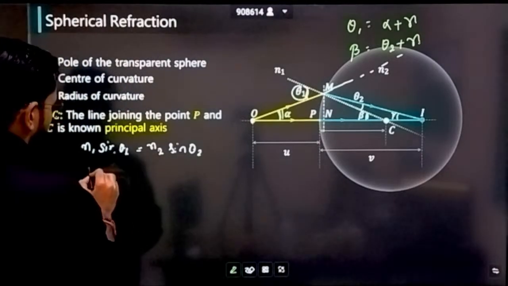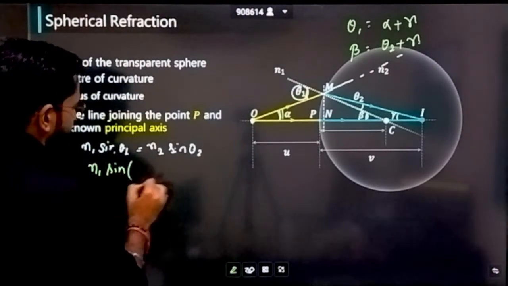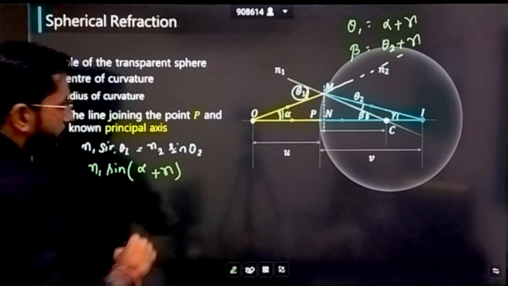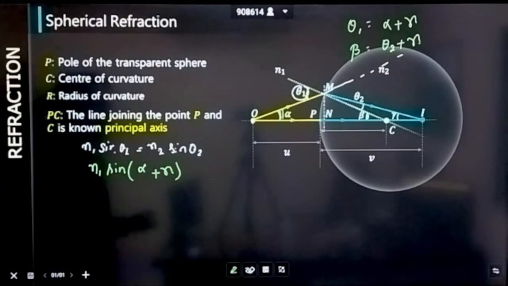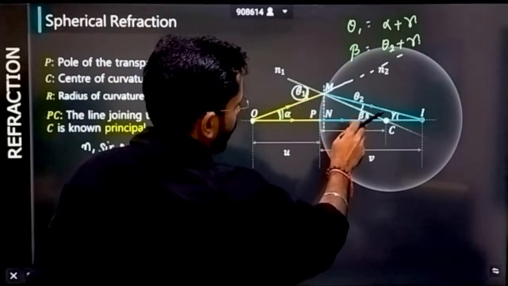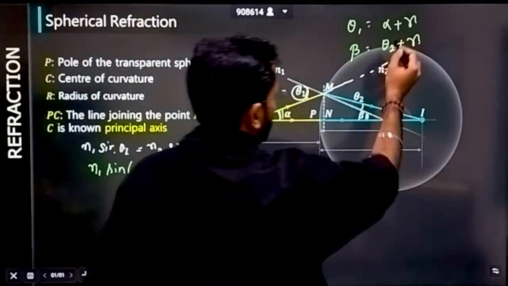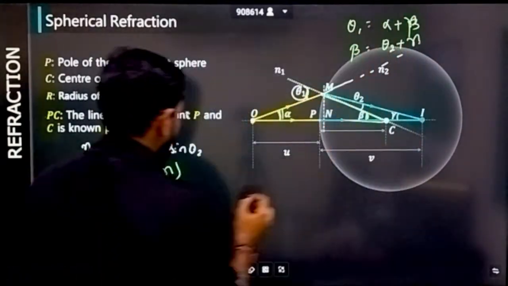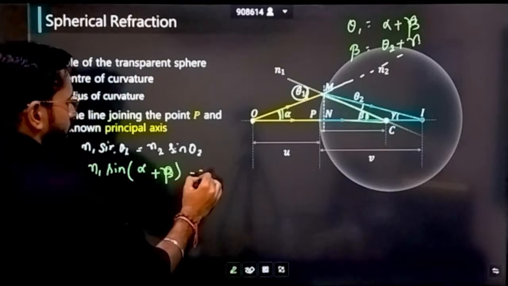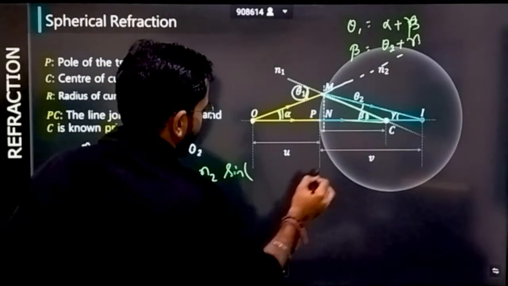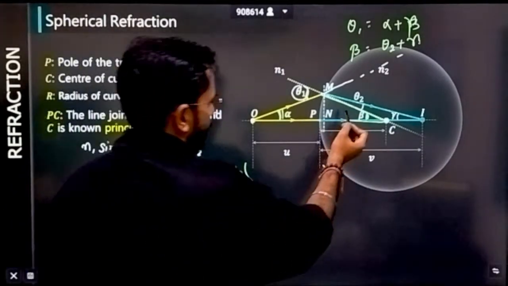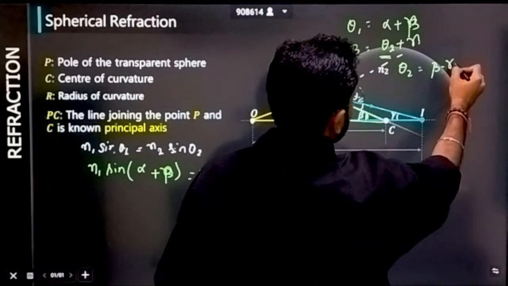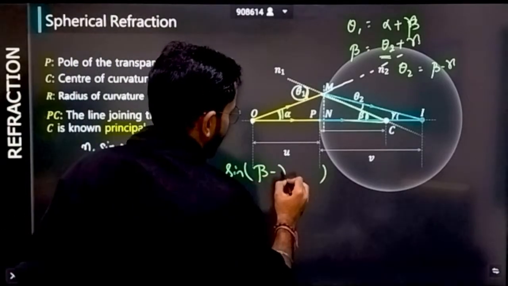See, n1 sine theta 1. Theta 1 is how much, students? Theta 1 I can write as alpha plus gamma. Oh, sorry, alpha plus beta now. In this triangle I am taking, alpha plus beta. Now correct. Is equal to n2 sine theta 2. How will you write theta 2, students? This is the angle theta, and here we have written theta 2. Theta 2 I can write simply as beta minus gamma. So write it, beta minus gamma.